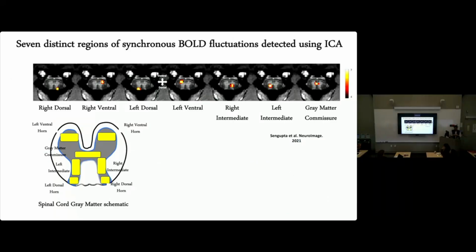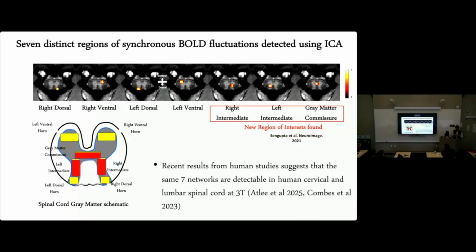Using that, we found 7 distinct regions of synchronous BOLD fluctuations from different parts of the gray matter. As you can see, the first 4 are the well-documented dorsal and ventral horns from the right and left side. But we also found synchronous activity in the intermediate region, a term we coined because it is between the dorsal and ventral horn, though to be accurate, it is closer to the dorsal horns. There is also a functional hub in the gray commissure region.